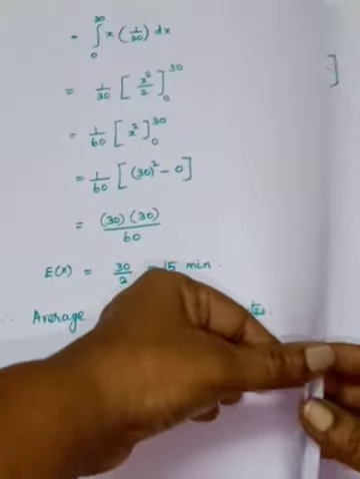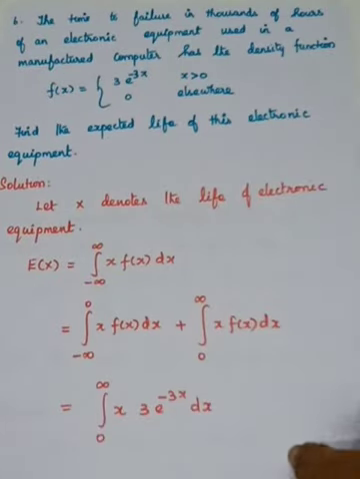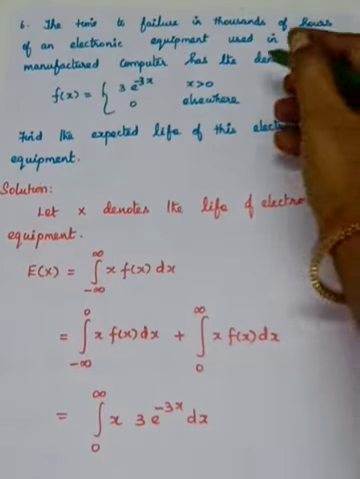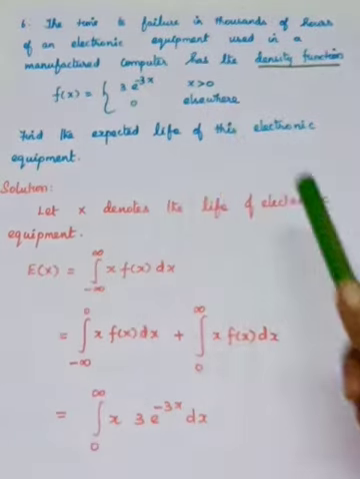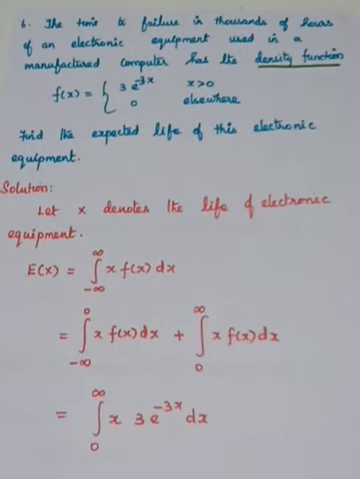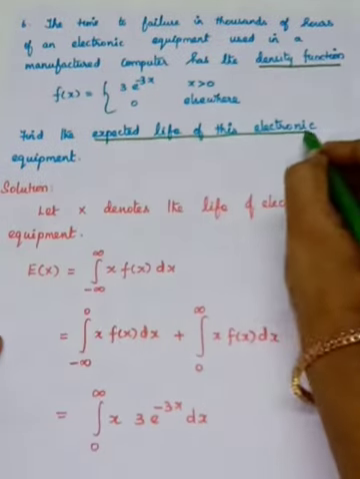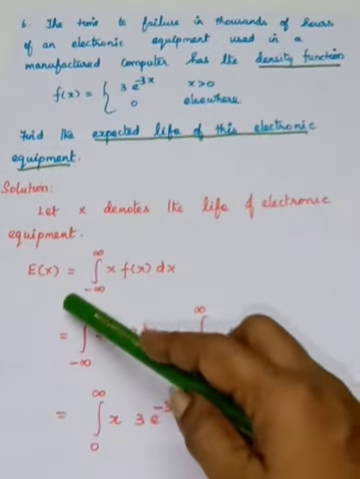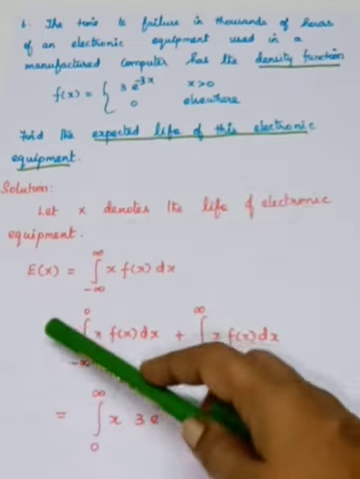Okay, so we'll come to the next problem, that is the time to failure in thousands of hours of an electronic equipment used in a manufactured computer has the density function. You see the word has the density function. So it is defined f of x is equal to 3 e power minus 3x when x is greater than 0, 0 elsewhere. Find the expected life of this electronic equipment. Expected life, so therefore you have to find out E of x. So x denotes the life of the electronic equipment, and here it is a probability density function, so it is a continuous random variable. Expected life is asked, so you are going to find E of x.